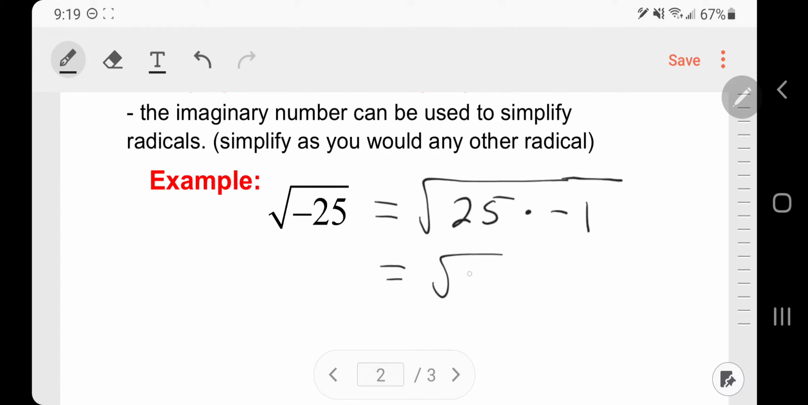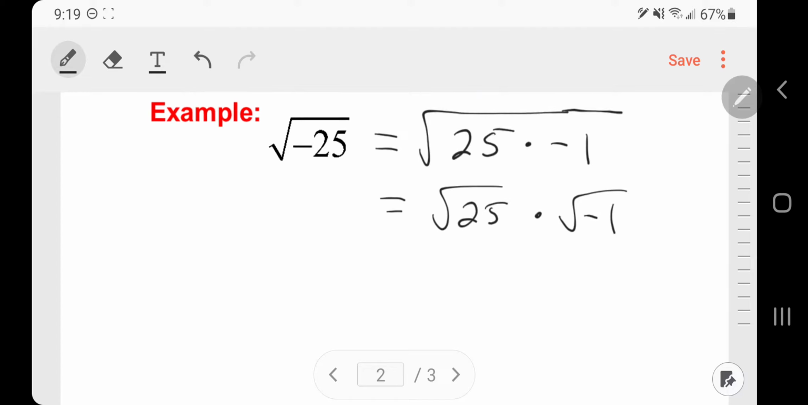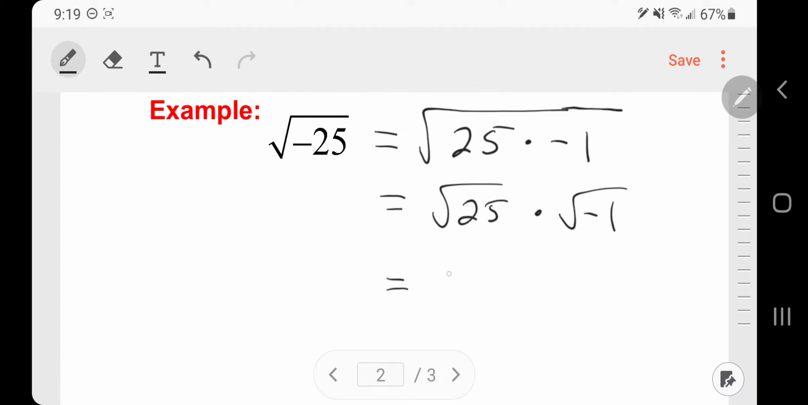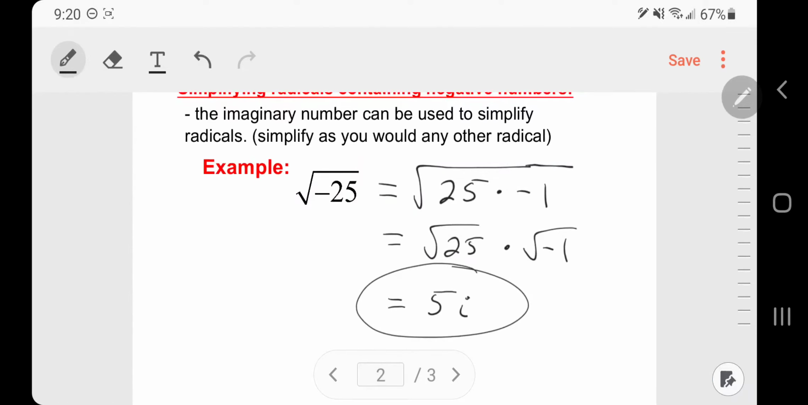Okay, I'm going to show each step this time. So we have the square root of 25 and we have the square root of -1. The square root of 25 is 5. And now here we have our imaginary piece, which is the square root of -1, which is going to become an i in our answer. So again, just simplify, break it apart into your multiples, and solve. Okay, let's take a look at a couple more examples.